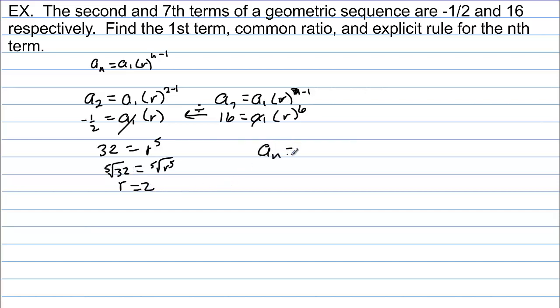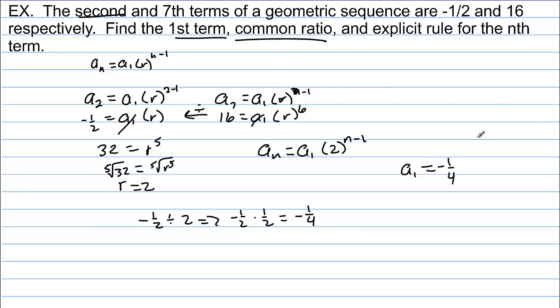Now we have a sub n equals a sub 1 times 2 to the n minus 1. So we're multiplying each of them by 2. So if I have the second term and I want the first term, I just have to divide. So I need negative 1/2 divided by 2. And old school arithmetic, negative 1/2 times 1/2. So negative 1/4 is a sub 1. So we've found a sub 1. That is negative 1/4. What does it want? The common ratio. We found that. The common ratio is 2.